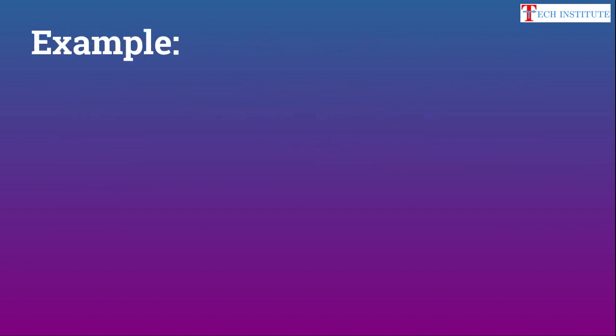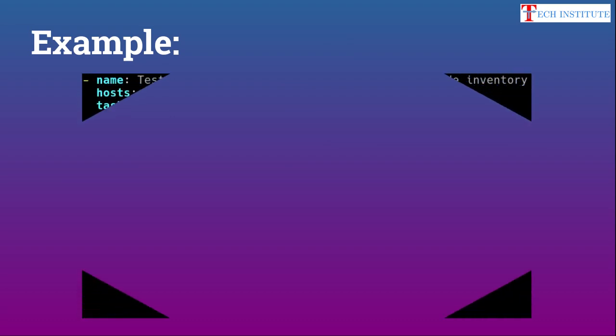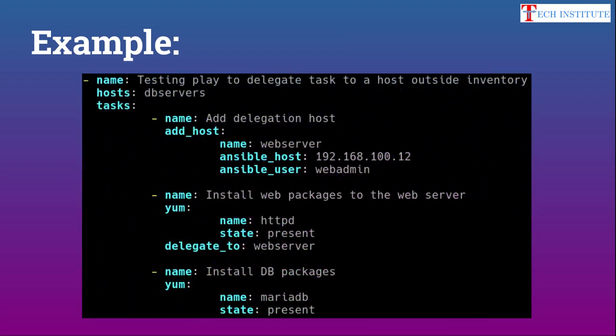You can see that example also here. In the first play, it is using hosts as db servers, and then it is adding a host for your delegation task. The first task is add_host, where I am putting a name like webserver. Any name you can put, like demo also. That does not always have to be the host name of that delegated host. You can put any name as per your convenience.